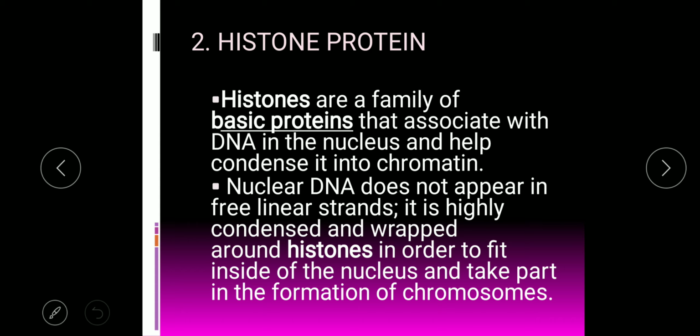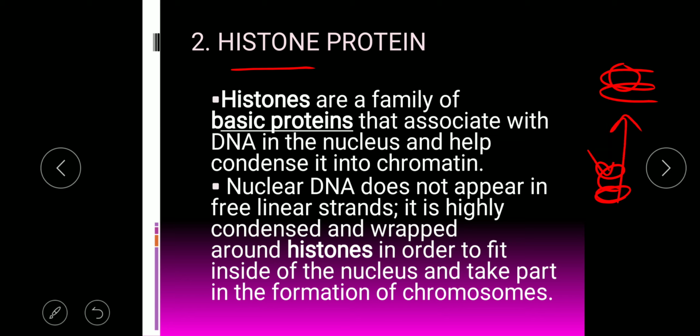So for coiling and condensation, a core is required, and that core is formed with the help of histone protein, on which the DNA will wrap around. This is known as coiling, and then another wrap, and then there will be contraction between these two. So this is condensation. There should be coiling and then condensation. So nuclear DNA does not appear in free strands. It is highly condensed.